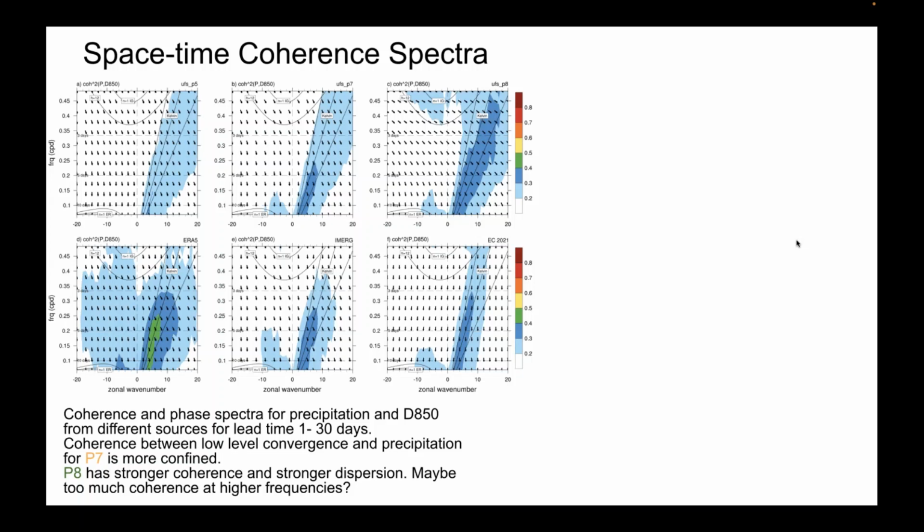Go to the next slide, please. So you can see that compared to observations in the EC model, the band of coherence is a little too narrow in wavenumber. And then next slide.